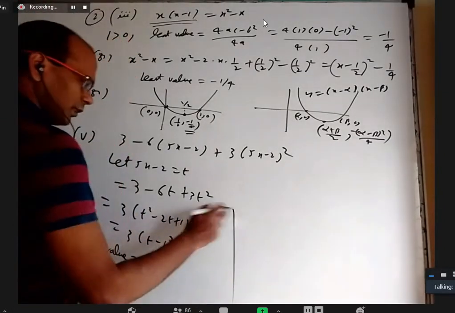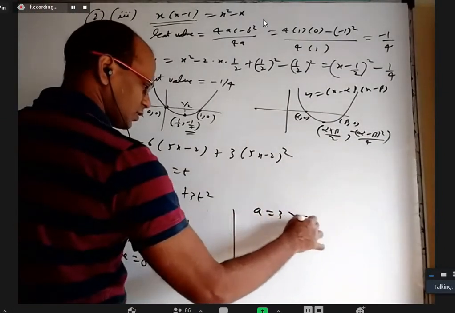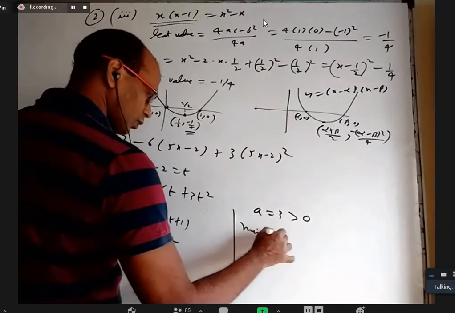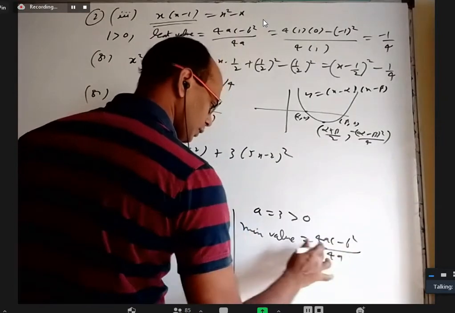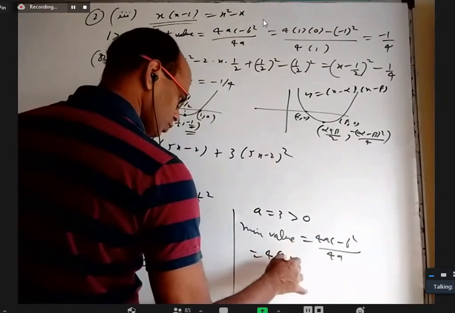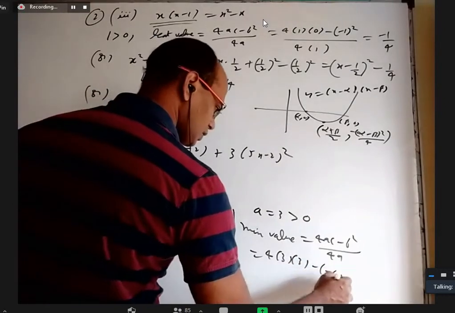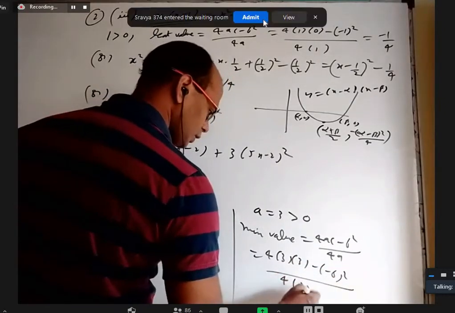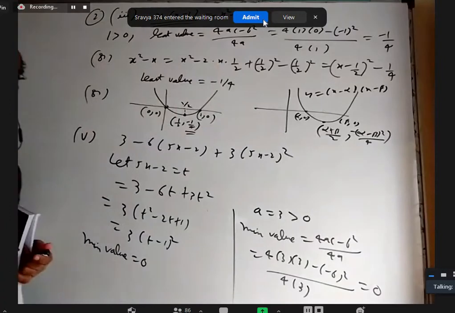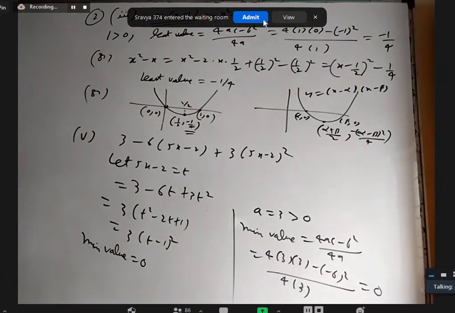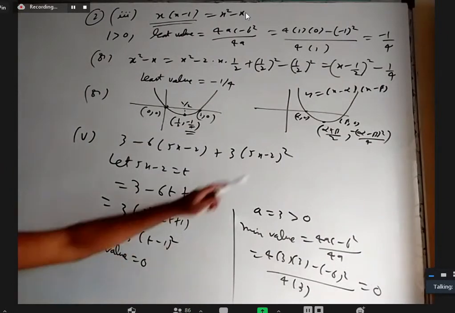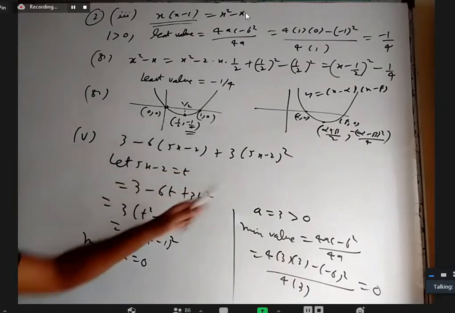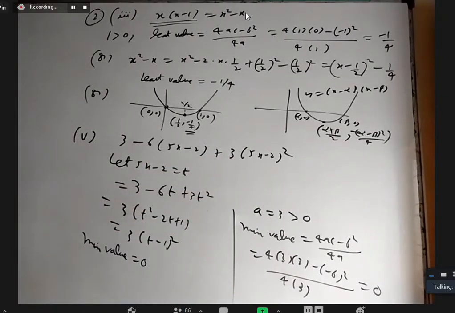If you do the other way, a equal to 3, which is greater than 0. So the minimum value is equal to 4ac minus b square by 4a, 4 into 3 into 3 minus minus 6 whole square by 4 into 3, which becomes 0. Okay, so either by formula or by making the perfect square, you can find the minimum. But you don't have to expand this, simply take that as t. You got a quadratic in t now.